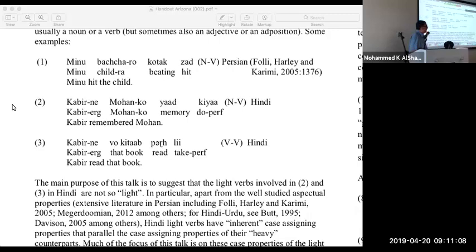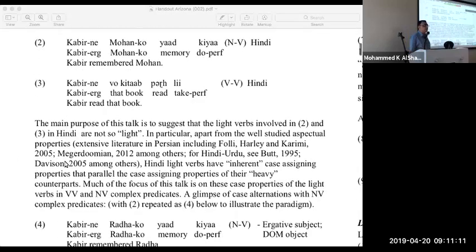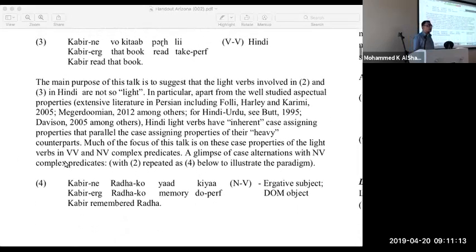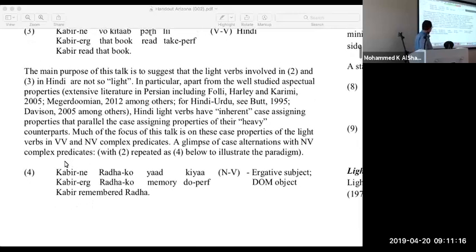Okay, so the major goal of the talk is, though I'm preaching to people who already know what is coming, that light verbs are not that light. They actually have these properties. In this case, I'll focus on these case assigning properties that they display, which they clearly get from their heavy counterparts. They're just parallel properties that are inherited by these light verbs. And I'll implement that in the analysis that I will give.